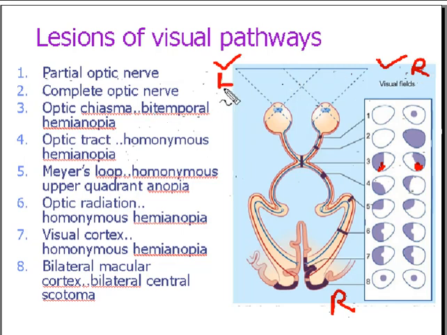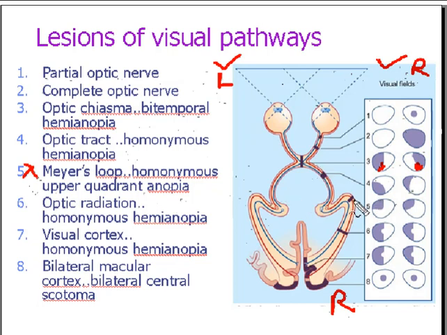The Meyer's loop, actually you can leave this one out. This is just that some fibers of this optic tract, they kind of take a deep bend into the temporal lobe, and this is responsible for the upper half of field of vision. So if this is cut, you can see the upper half of the field of vision on both sides on the left side is gone. So you can ignore this one.